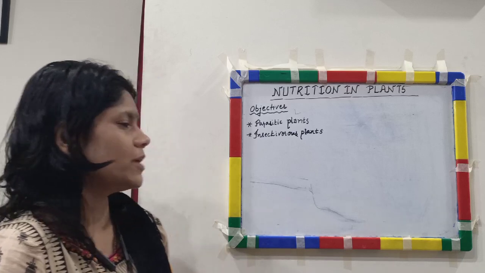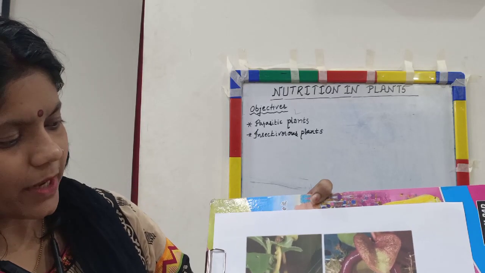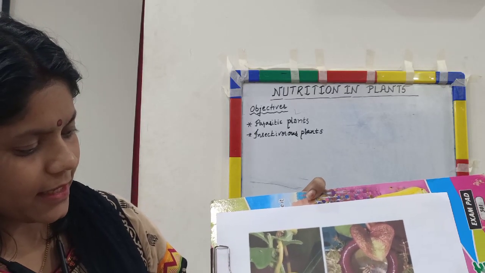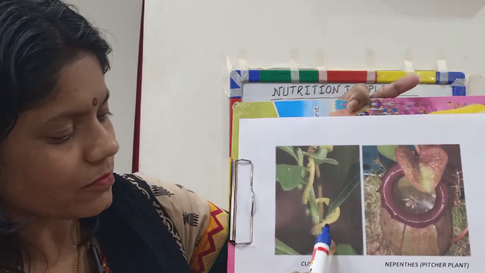So what are parasitic plants? Parasitic plants are those plants which lack chlorophyll. You might see in this diagram, this is a Cuscuta plant. You might see there is one plant and there is another plant that is twining around its stems. So one plant is green in color and the other one is yellow in color. The yellow color is due to the lack of chlorophyll. So how will it take its nutrition?